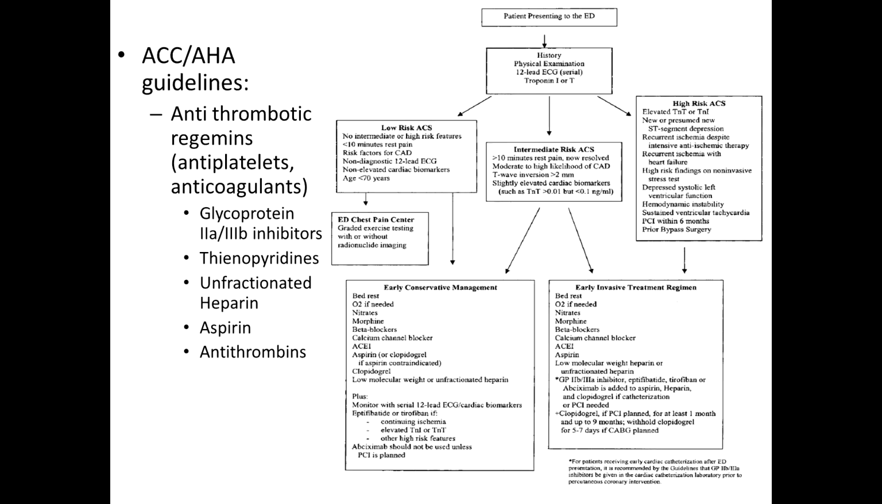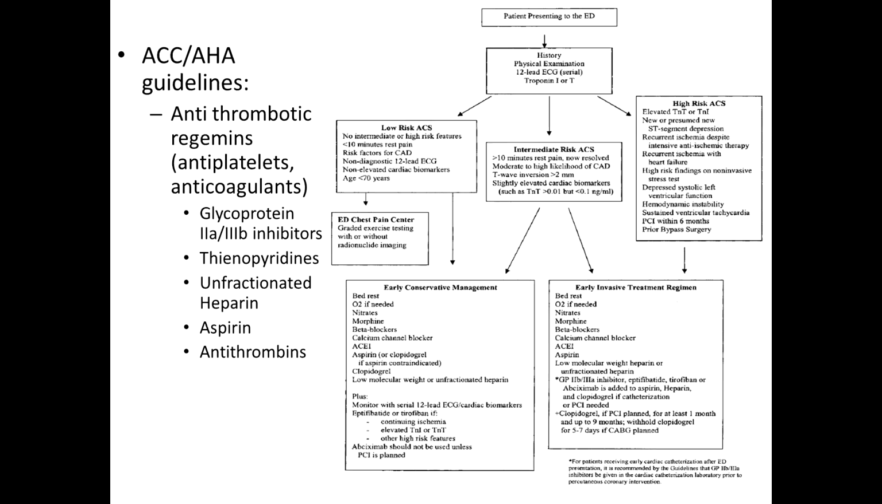So if you are experiencing injury in one part of the wall, then the other parts of the wall have to compensate for that loss of contractile function or reduced contractile function. It in turn could potentially become ischemic. Recurrent ischemia despite intensive anti-ischemic therapy, well, duh. Recurrent ischemia with heart failure, high-risk findings, and so on. Okay, so you can read that.